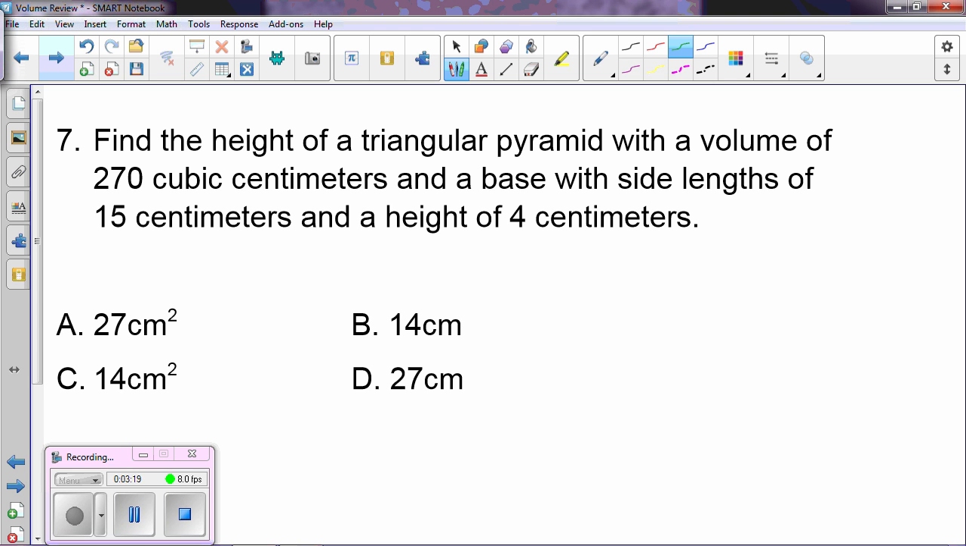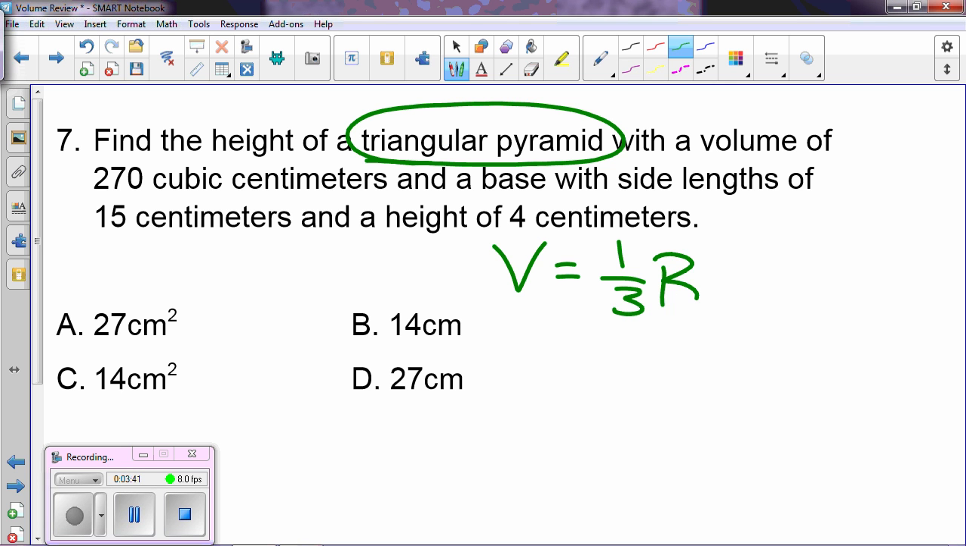Find the height of a triangular pyramid with a volume of 270 cubic centimeters and a base with side lengths of 15 centimeters and a height of 4 centimeters. First, what shape are we working with? Triangular pyramid. So, pyramid formula for volume. Volume equals 1/3 capital B times H. I'm going to draw a picture so that I can plug some numbers in to use. Triangular pyramid tells me that my base is a triangle. Everything comes to a point.